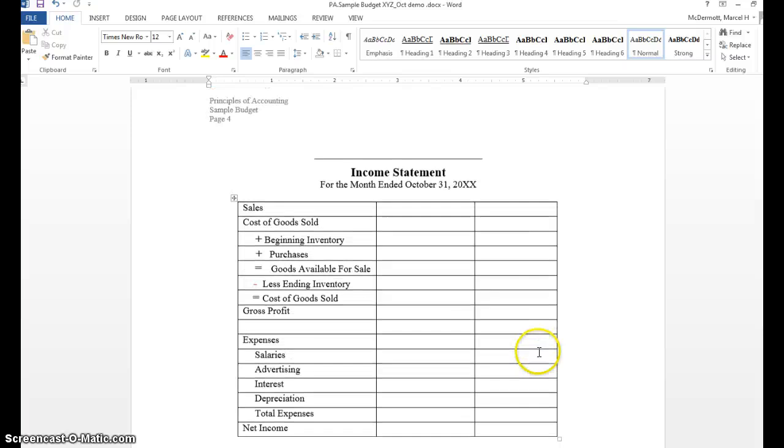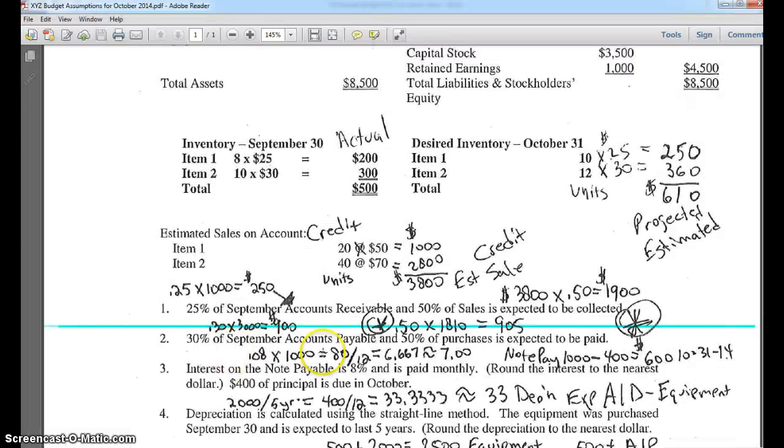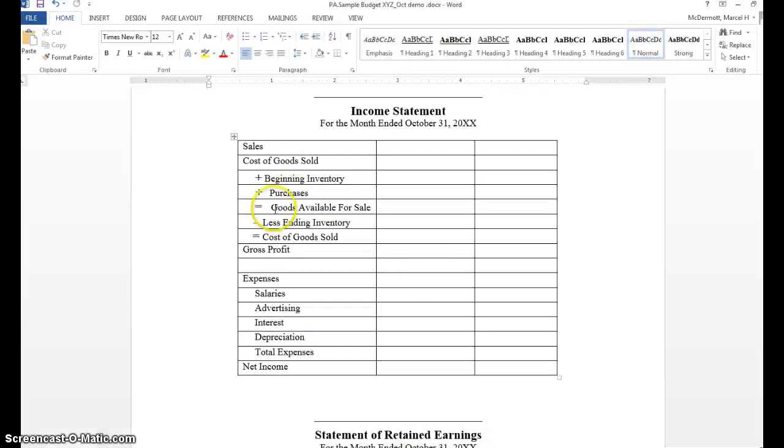The next thing is we're going to do our income statement. Our sales is $3,800. That's our projected sales. To calculate our cost of goods sold, we're going to do it a little differently. We're going to take our beginning inventory dollars. Beginning inventory dollars was $500, and my purchases was $1,900. So basically, I'm going to take $500 plus the $1,900, and that's going to equal my goods available for sale, minus the $610, which is my ending inventory, to calculate how much my cost of goods sold is.